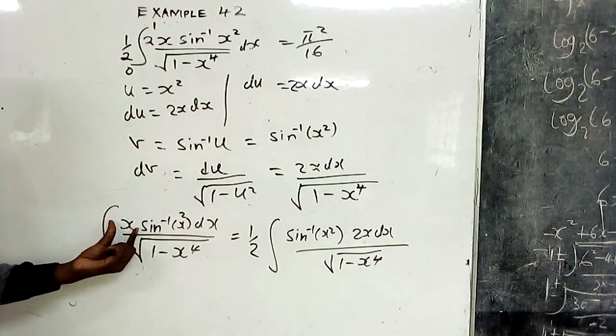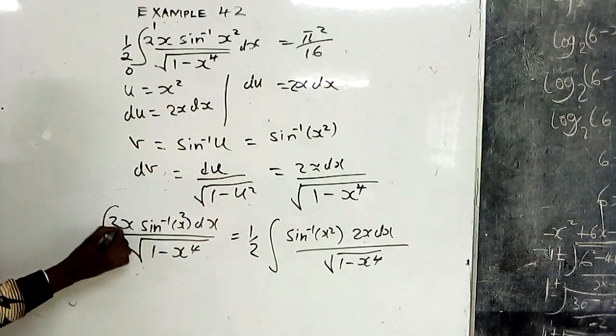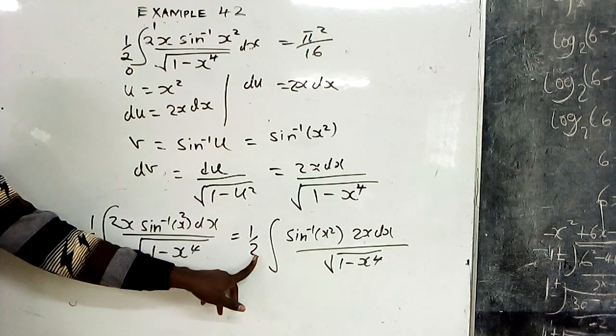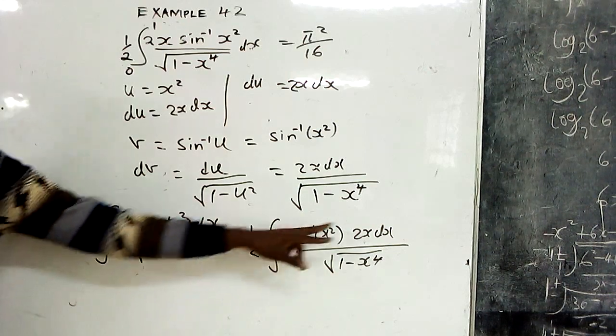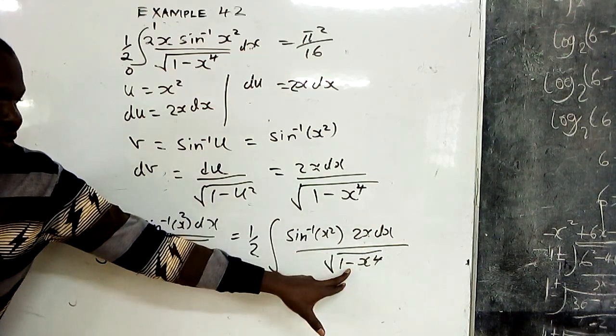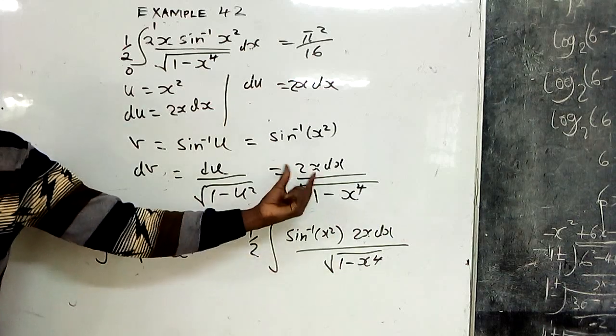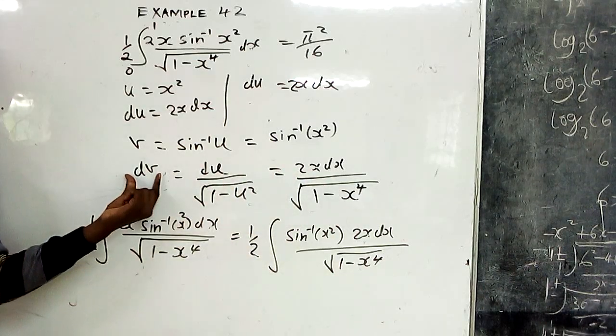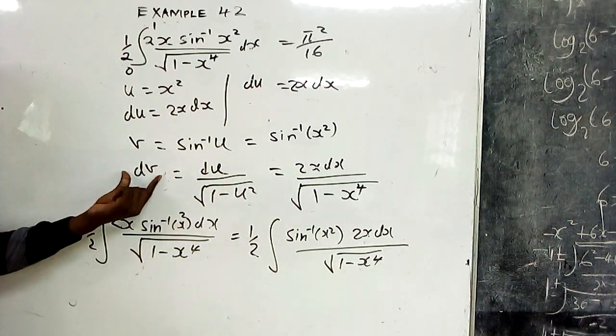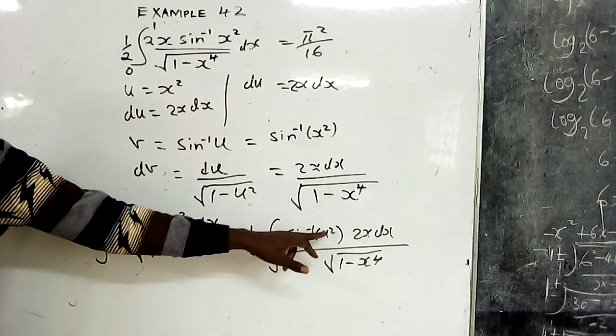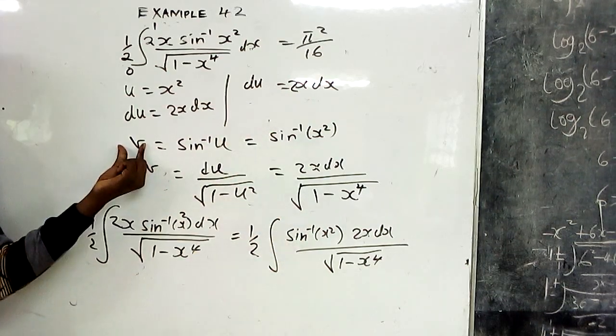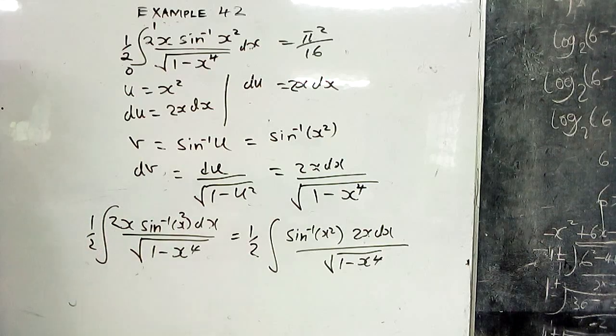So the 2x which is here to start, remember I've multiplied by 2 and I've divided by 2, so I will remain with the half outside, then 2x dx. So you see 2x dx over square root of 1 minus x raised to power 4, the whole of that is dv, isn't it? Then you can see sine inverse of x squared is v, isn't it? So in the end we have v dv.